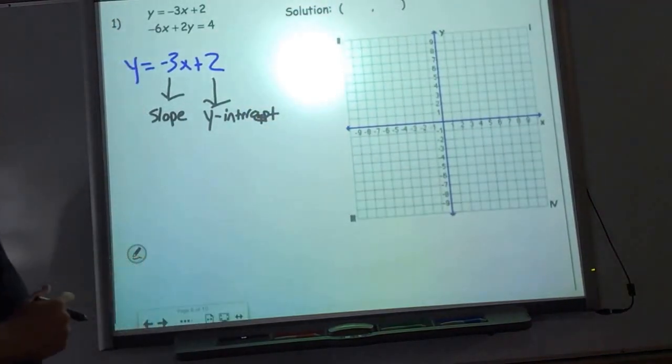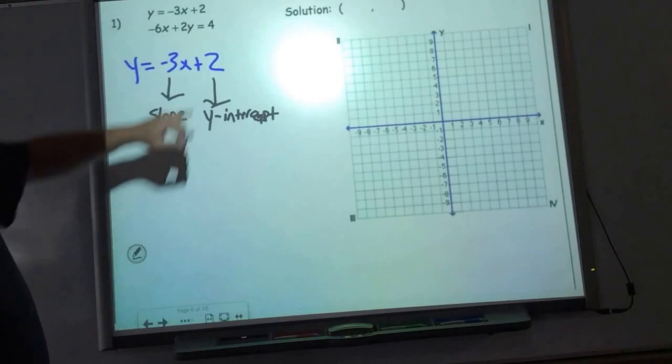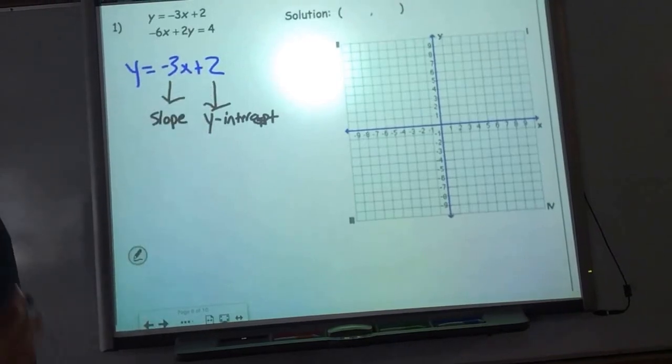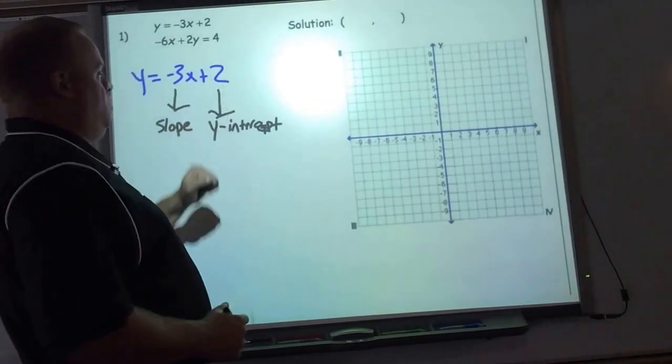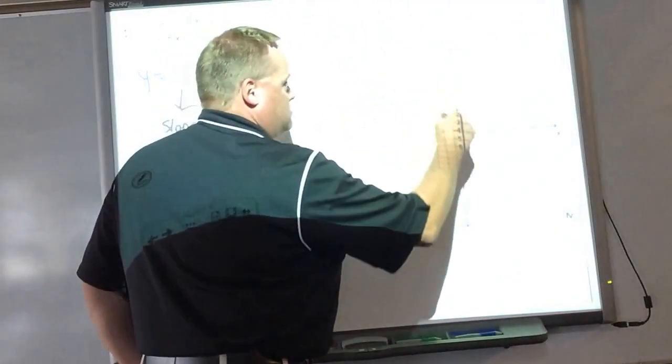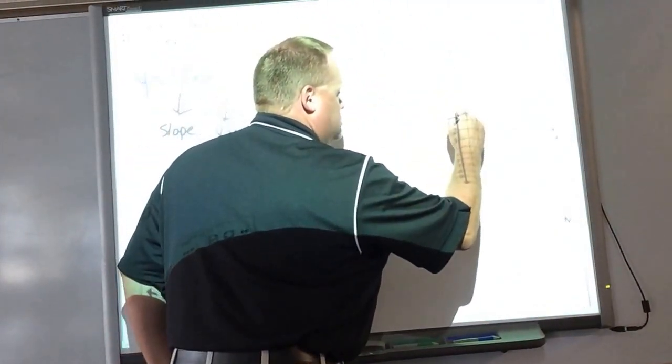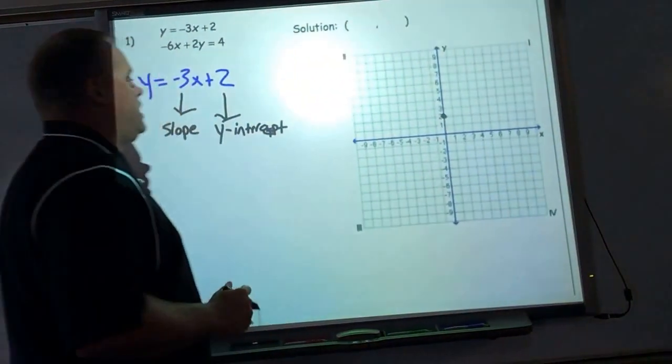That is my y-intercept. So what does that tell me? Well, my y-intercept is a point where it crosses the y-axis. Where it crosses the y-axis is right here. So I have a point (0, 2) right on there.